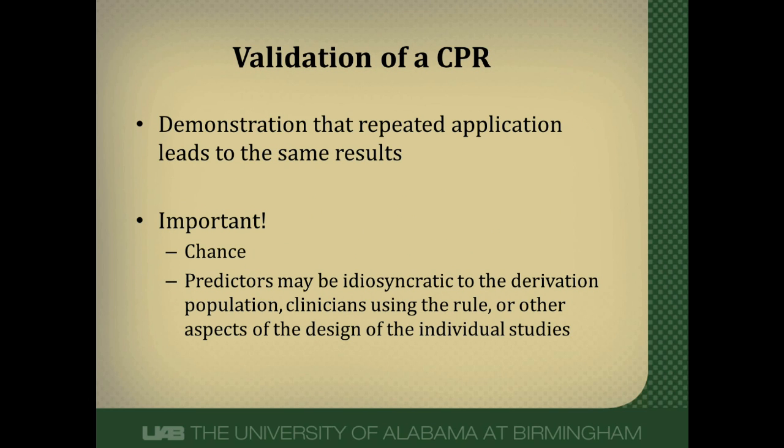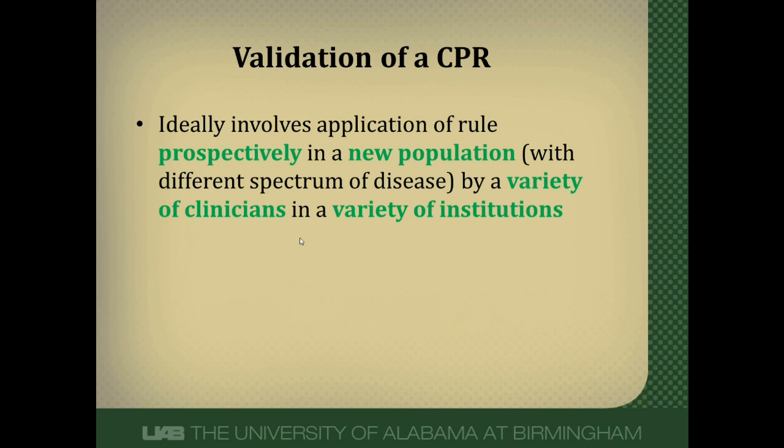Validation, we need to do validation because we need to make sure the rule really predicts what we think it predicts. Because a rule will always work in the group in which it's derived. That's just a fact. But what we need to make sure is that it works in another group of people on whom it wasn't derived. Validation should be done prospectively, so we want it to start now and go into the future. We want it to be done in a new population, not the group it was developed on. And we want this population to have very different spectrums of disease. What I mean by that is early disease and late disease.